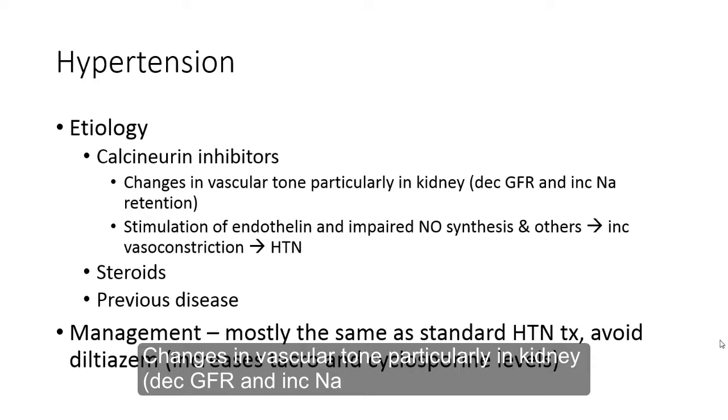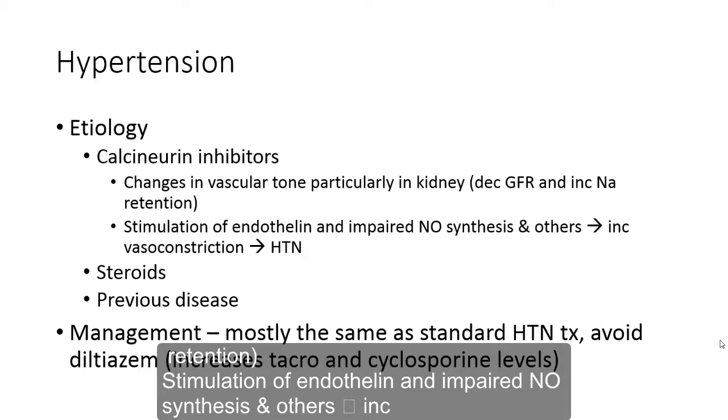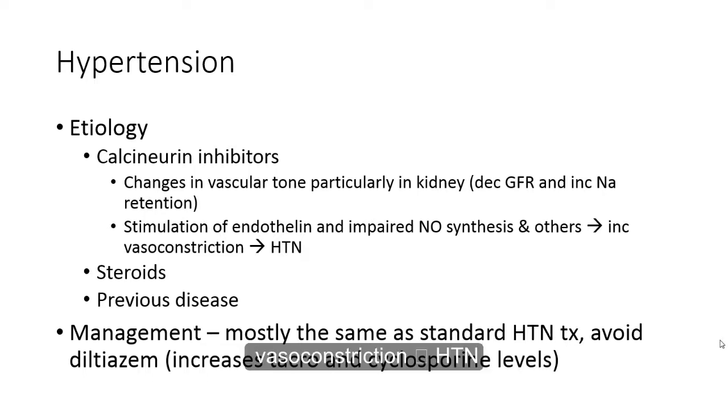So hypertension, etiology is thought to be at least in large part due to our calcineurin inhibitors, which are tacrolimus and cyclosporine. It's not completely clear what the mechanism is, but it's thought that changes in vascular tone, particularly within the kidney, and stimulation of endothelium and impaired nitric oxide synthesis cause increased vasoconstriction and thus hypertension. Obviously, if they have previous disease, that's a risk factor post-transplant, and steroids. Management in general is pretty similar to how we manage hypertension in any patient. However, we try to avoid calcium channel blockers, especially diltiazem, as they can increase tacro and cyclosporine levels.